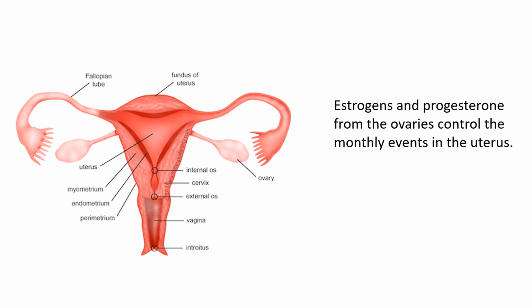And as part of the reproductive system, we talked about the influence that estrogens as well as progesterone have on the monthly events that occur in the uterus, the thickening of the endometrium in expectation of an implanted embryo, and then how the monthly decline in estrogens and progesterone brings about her period. She begins to menstruate.